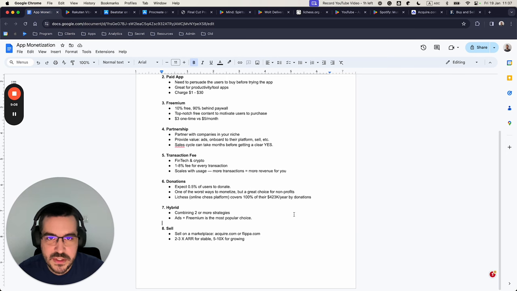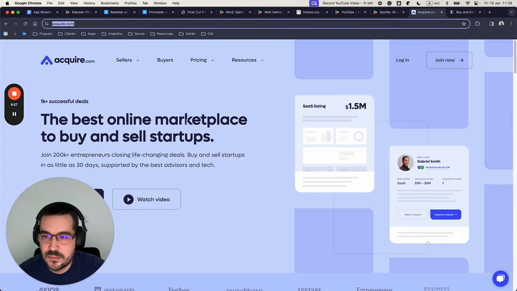And then another interesting way to monetize your app is to not care too much about monetization and have a strategy to sell the app. So you can monetize, but you can have a selling strategy in your mind. And you can sell on marketplaces such as Acquire or Flippa. Those two are the most popular.